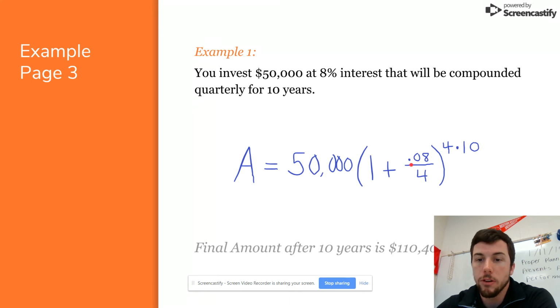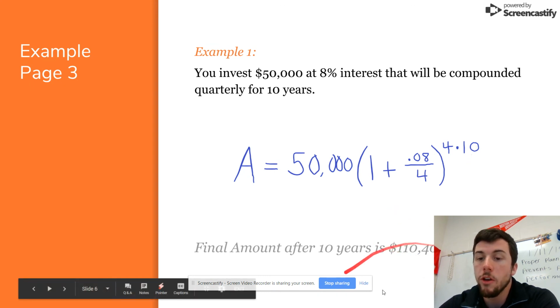What I did was convert this to 0.08. And where did this 4 come from? Well, the 4 came from compounded quarterly, because quarterly means 4 times a year. Think about it: there are 4 quarters in a dollar. So anytime you see the word quarterly, please put 4. We put it up here times 10 years.